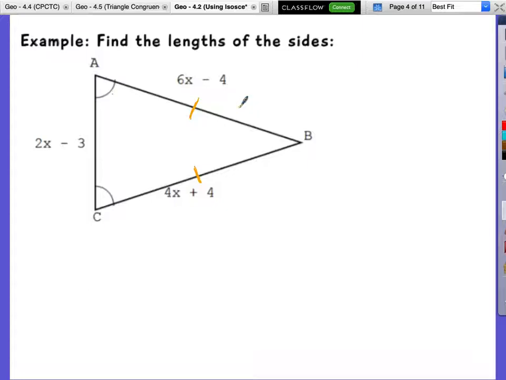Okay, what do you think we should do? Could we do 6x minus 4 equals 4x plus 4? Why would we be able to do that? Because they're congruent. They're congruent, so we can set them equal to each other.